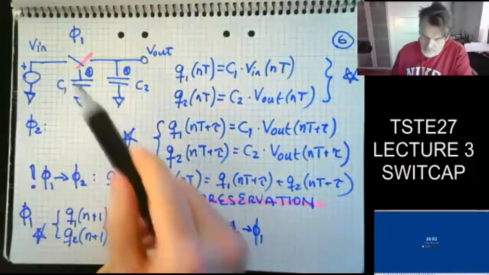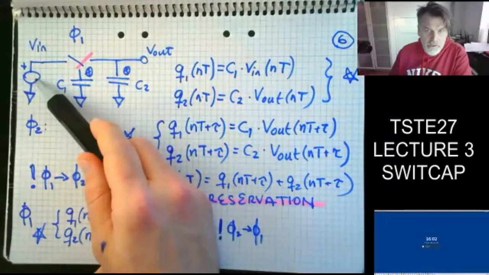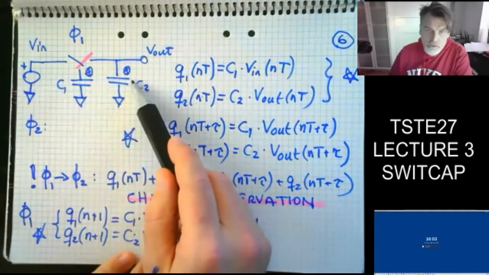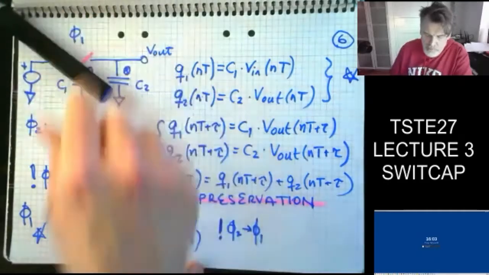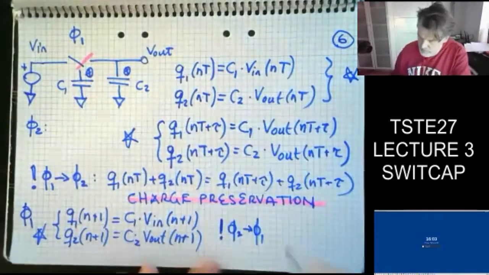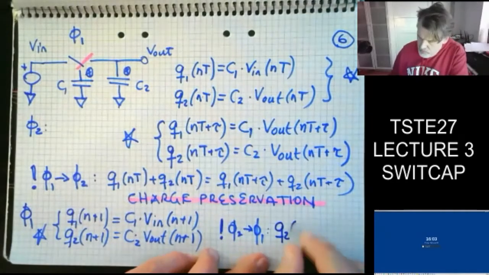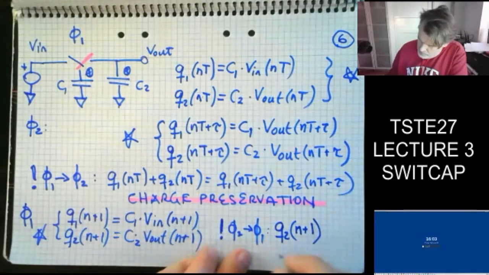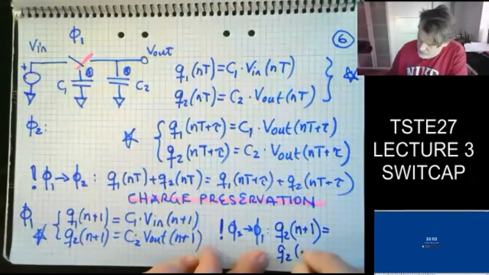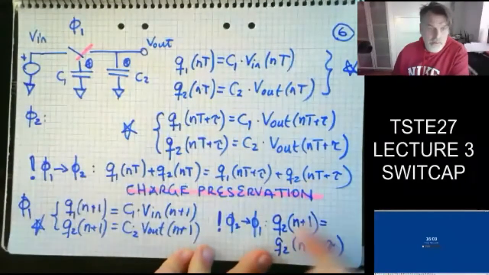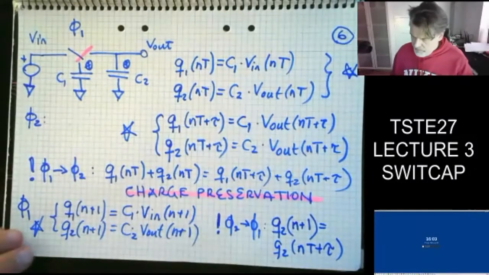Well, what's preserved? Nothing is preserved on C1 because I recharge C1 with my ideal voltage source. What I do preserve is the charge on C2 because that's now floating. If I move the switch this way, the charge on C2 is maintained. So from this one, I see that Q2 of n plus 1 is equal to Q2 of nT plus tau. So I do see that this is going to be maintained also during the next cycle.